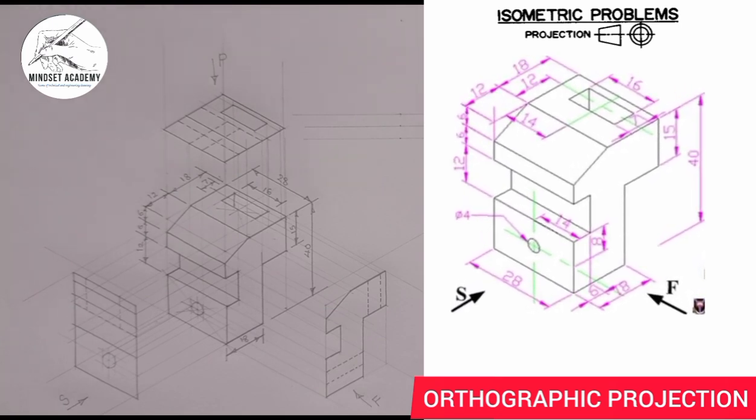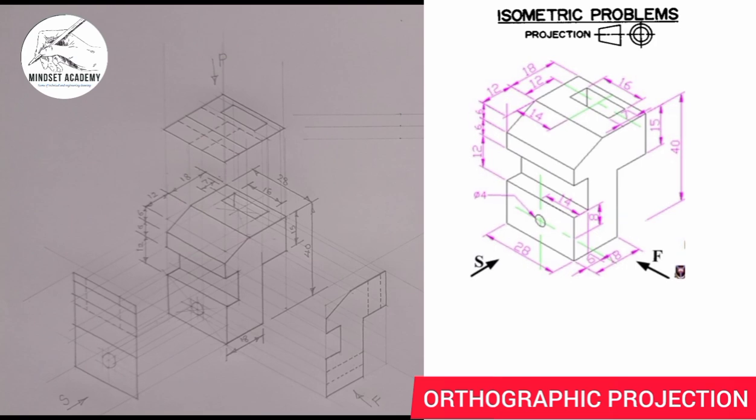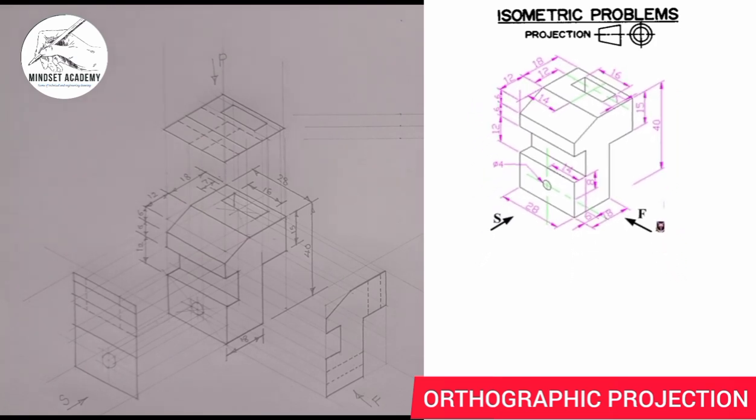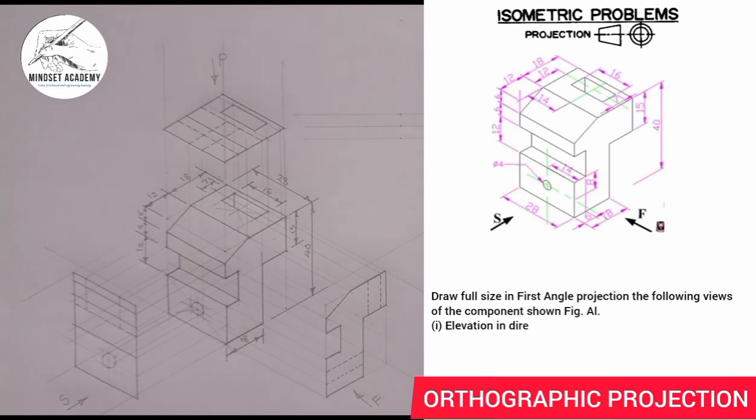And if you look at the problem closely, you see that it is a figure. The question associated with this figure says: draw full size in first angle projection the following views of the component shown in figure A1. Roman figure 1, elevation in direction of arrow F. Roman figure 2, end view in the direction of arrow S. Roman figure 3, plan view projected from view I above. And what is view I above? That is the elevation. Is that okay now?